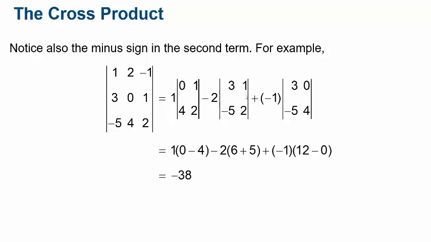Here it ends up being 6 plus 5 because of the minus. Here it ends up being 12 minus 0. And then you just do a little bit of arithmetic here, and the determinant ends up being -38.